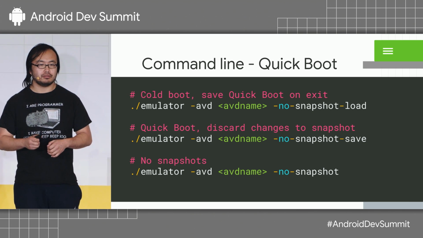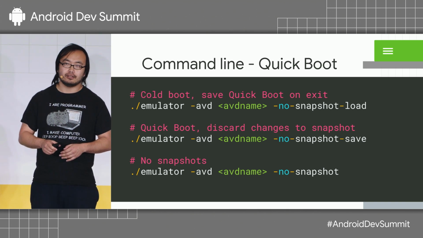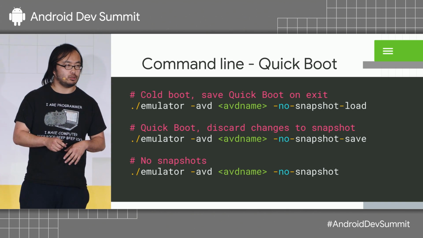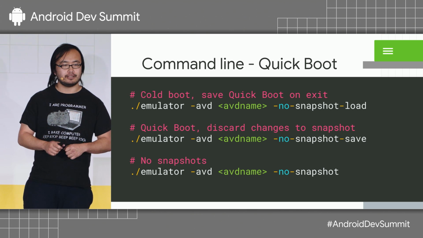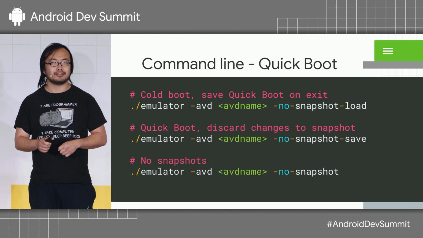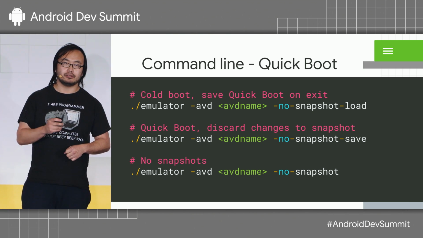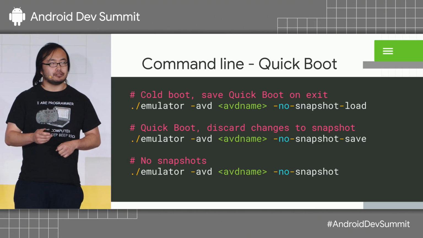In this, you enter no snapshot save on the command line, and all of the changes to the snapshot will be discarded when you exit the emulator. Finally, if snapshots are just not your thing, you can add no snapshot to the command line, and that will bring the emulator back to the way it was before.